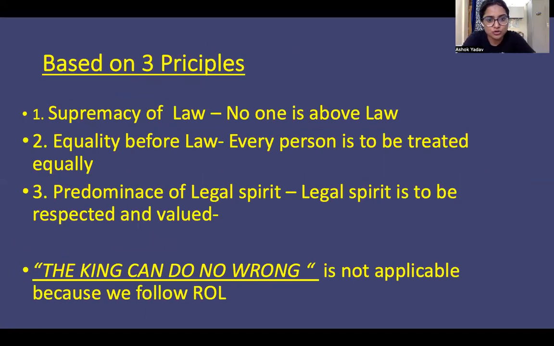First one is supremacy of law. That is to say, no one is above law. Right. So let me explain this first principle with one example. Suppose tomorrow the government says that from now onwards, the elections will happen every 20 years and not every 5 years. So can the government do that? No, it cannot do that, because this is something which is given to us by our Constitution. This is not in the hands of the government.